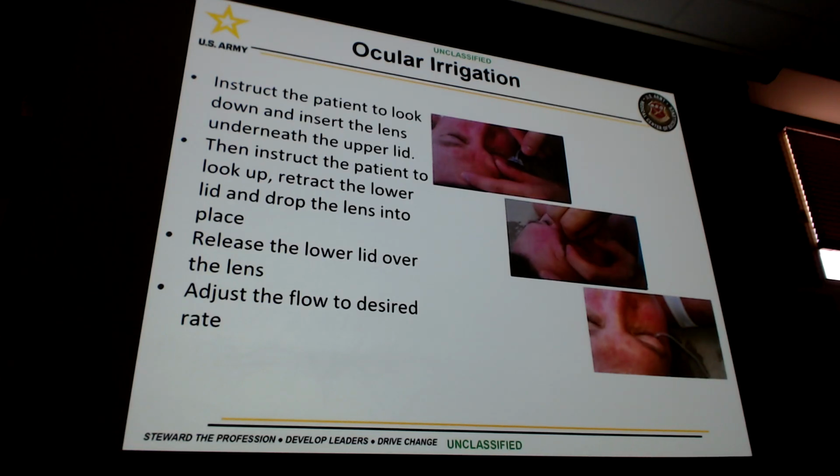Once it's dripping, then you pull down the lower lid. Okay, put the Morgan lens in, let that down. You pull the upper lid up, put it in the upper lid, and you're good to go.